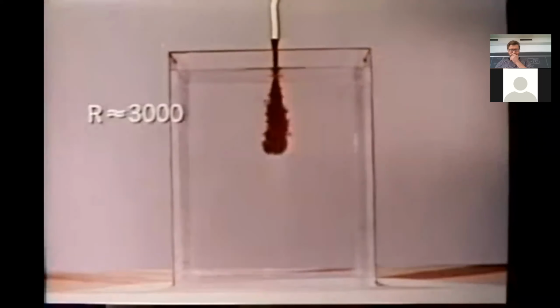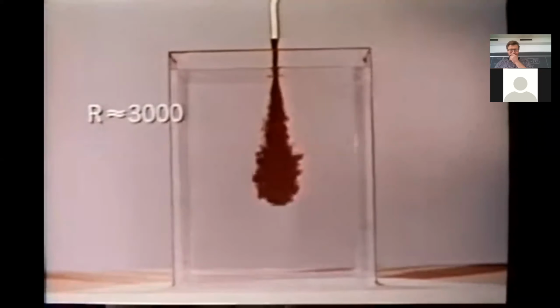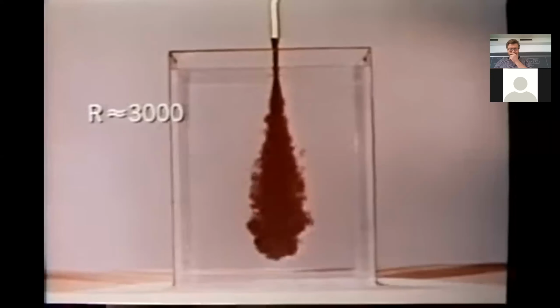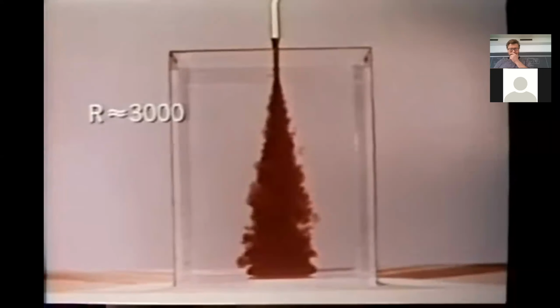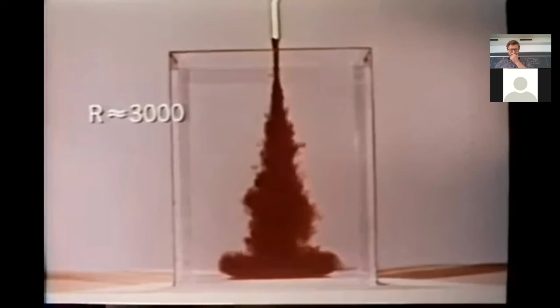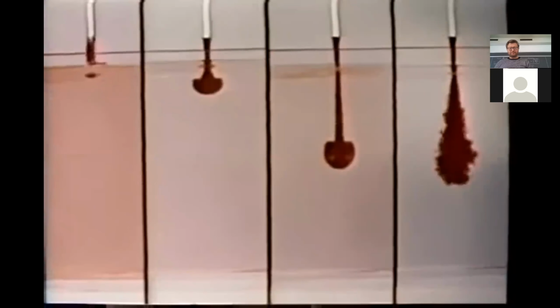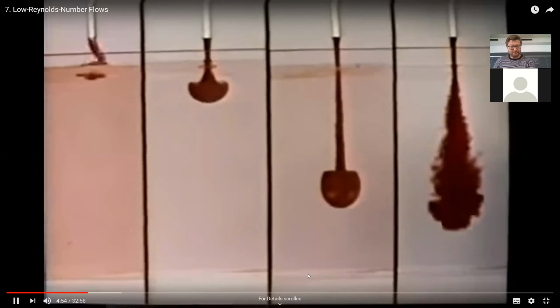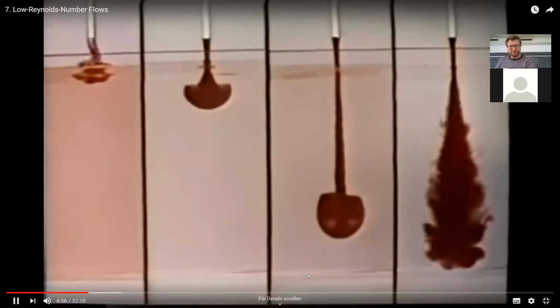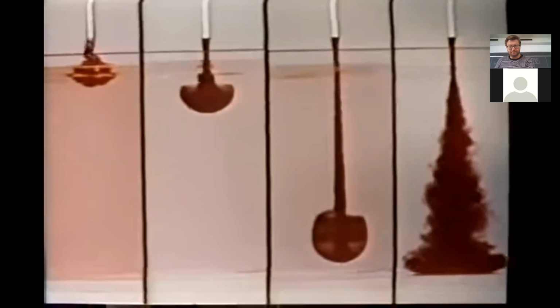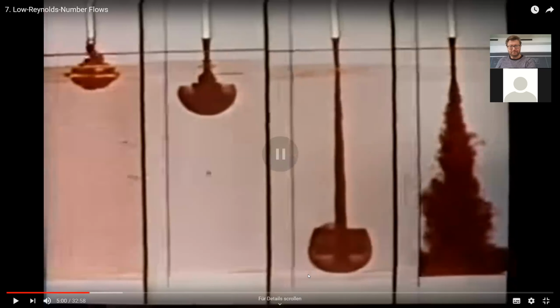This jet becomes turbulent. Here, for comparison, are the four situations. Okay, let me stop here, and I think this is a very important picture.